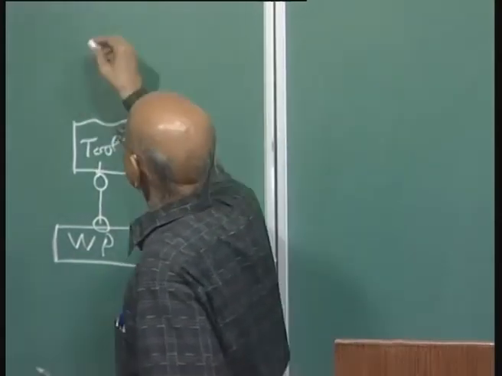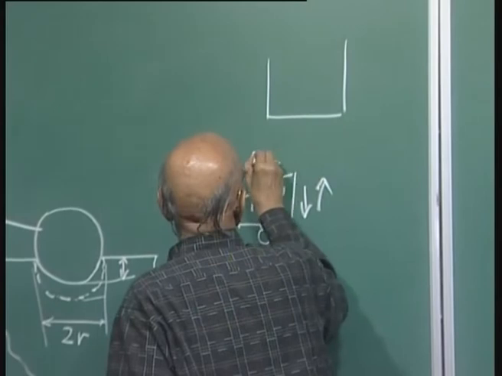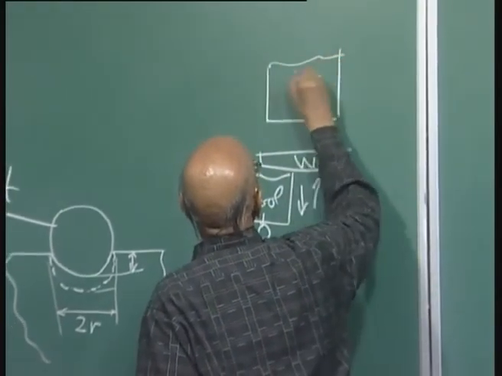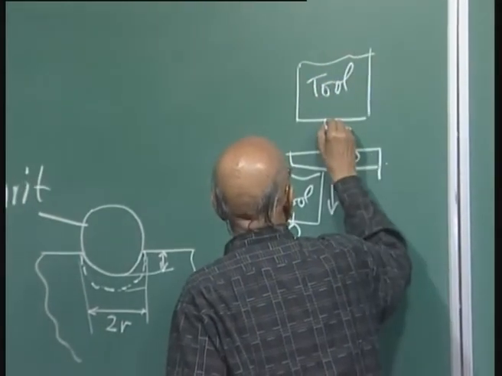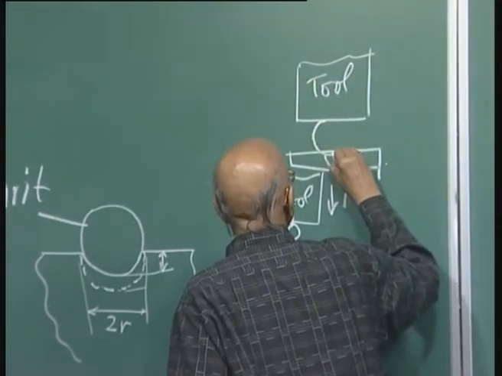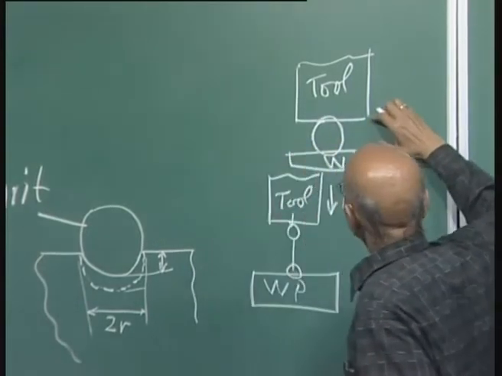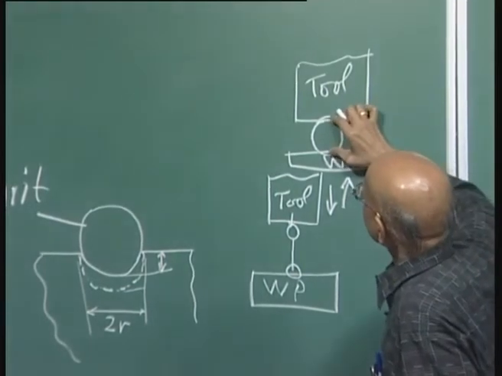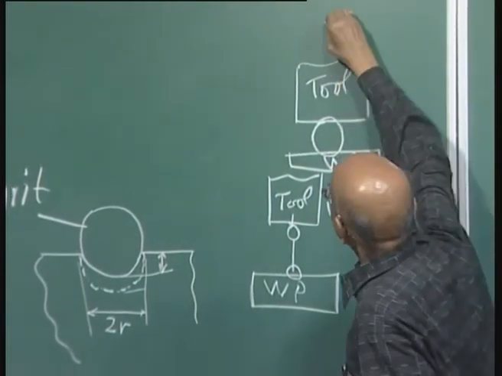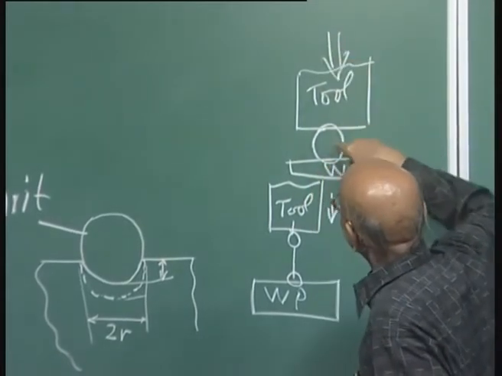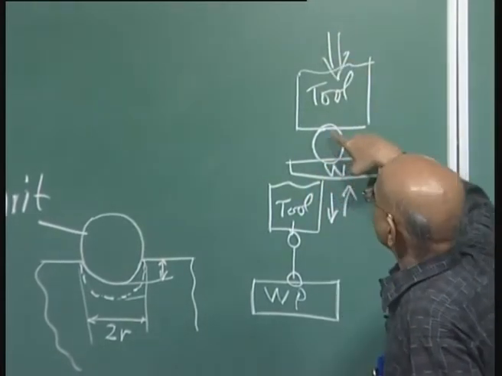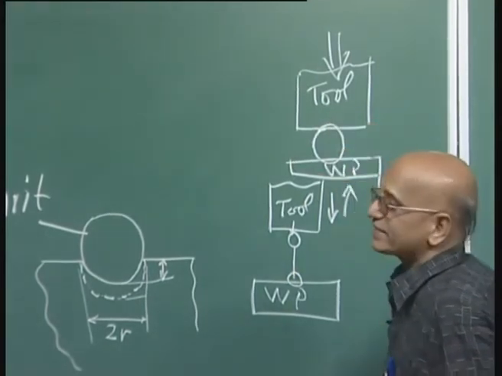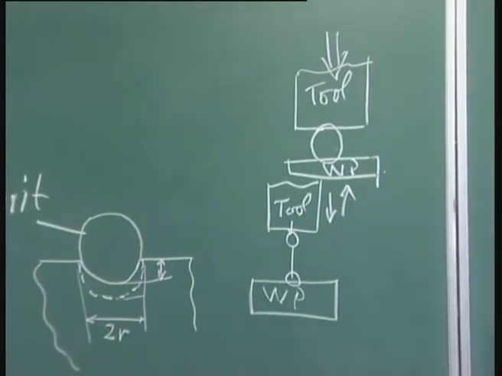In the second case, this is the workpiece, this is the tool, and if the gap between the bottom face of the tool and the top face of the workpiece is smaller than the size of the abrasive particle, then this tool will be hitting the abrasive particle, and part of the abrasive particle will penetrate inside the tool, part of it will penetrate inside the workpiece, and this is known as the hammering model.